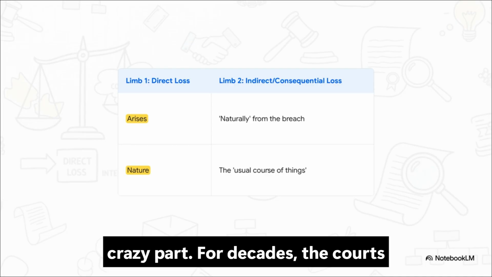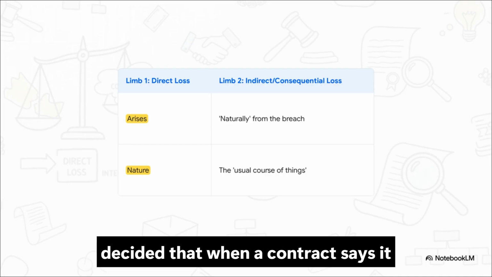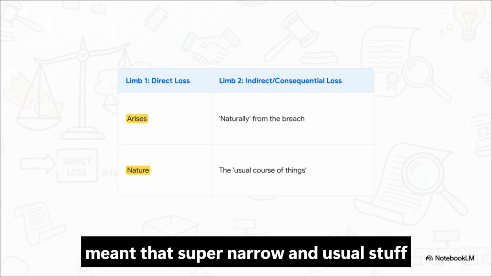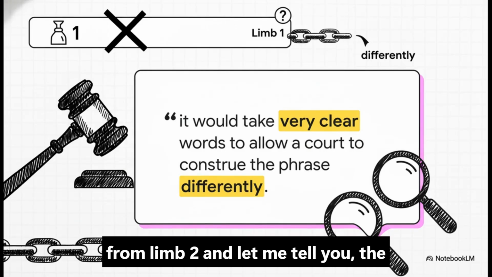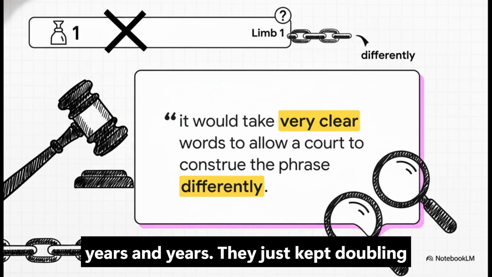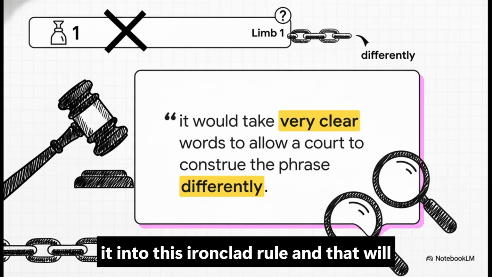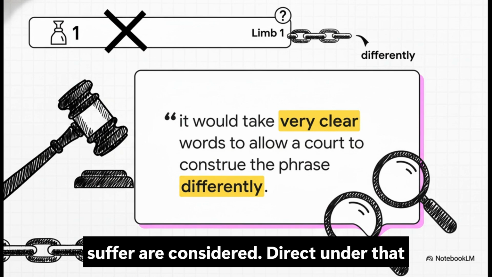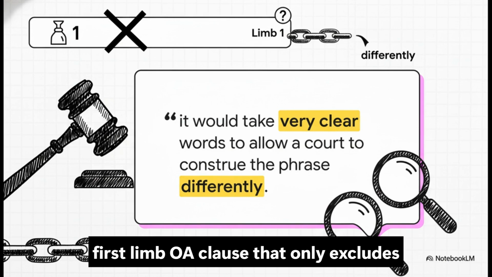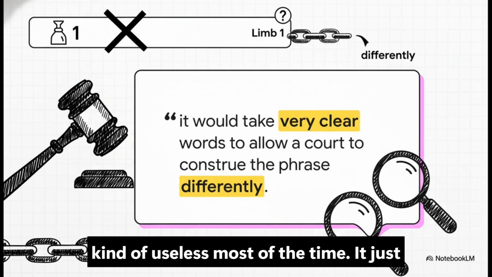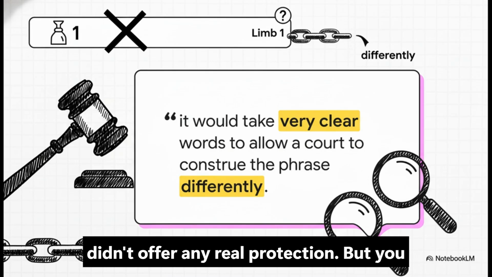Now here's the crazy part. For decades, the courts decided that when a contract says it excludes consequential loss, it only meant that super narrow, unusual stuff from Limb 2. And let me tell you, the courts were super strict about this. For years and years, they just kept doubling down on this really narrow view, turning it into this ironclad rule. And that created a massive problem. You see, almost all the losses a business might suffer are considered direct under that first limb. So a clause that only excludes consequential loss ended up being, well, kind of useless most of the time. It just didn't offer any real protection.